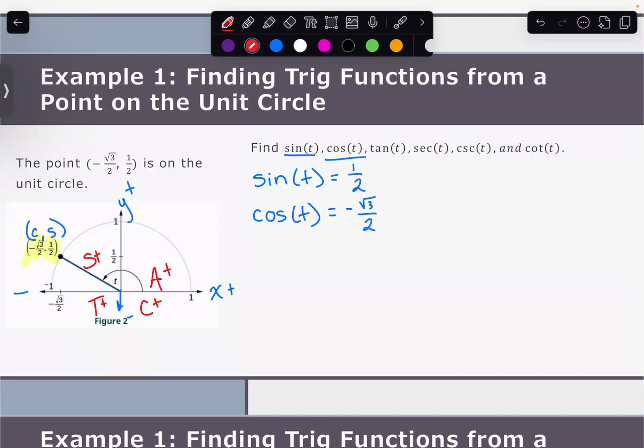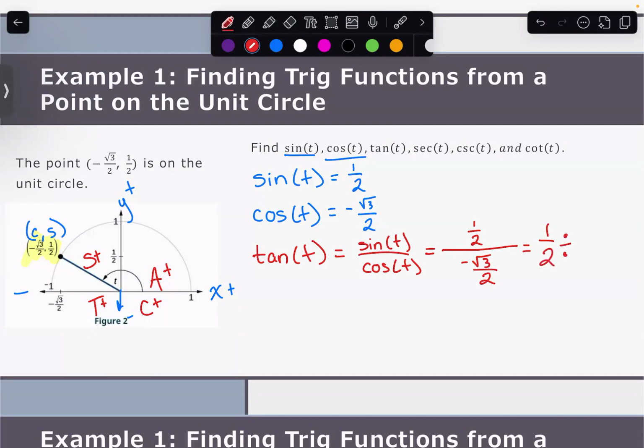So now that we have those, let's go ahead and find the others. I think the next one that might be kind of easy to find would be tangent. As we know, tangent is going to be sine over cosine. And we know what sine is, which is 1/2. We know what cosine is, negative square root of 3/2. So now what I need to do is just divide those two.